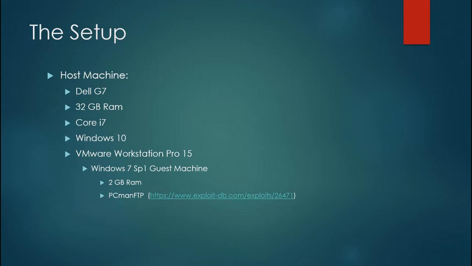It's running the PCman FTP program, available at the link shown in case you want to follow along. And also running an Immunity Debugger, also available at the link shown. And then our attacking machine is a VM, a Kali Linux 2019.2 machine with 3 gigs of RAM and basically just a standard install.